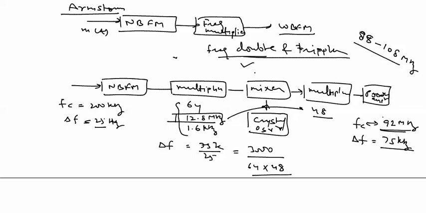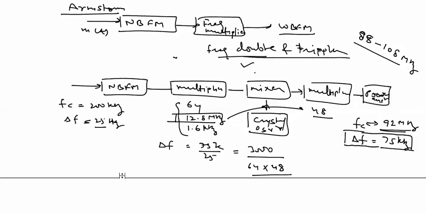To down convert this carrier frequency, we use a mixer before the next multiplication, so that the desired carrier frequency will be obtained and the standard frequency deviation is also maintained. So we use a mixer here. With this block diagram, we can practically generate an FM waveform for broadcast purposes.